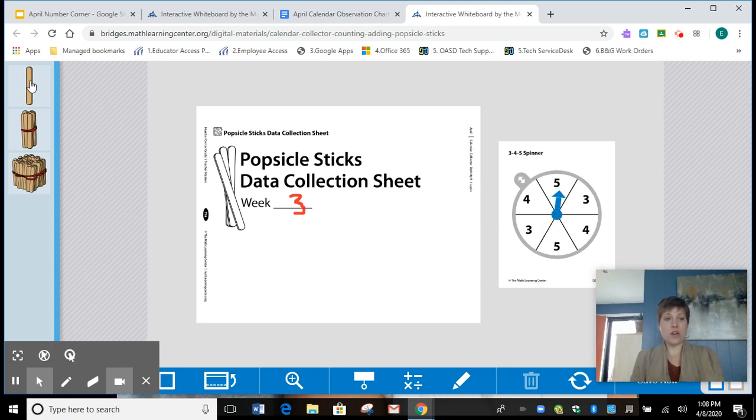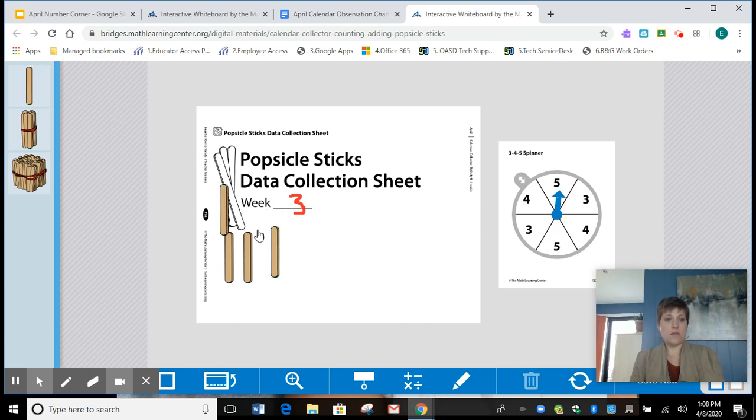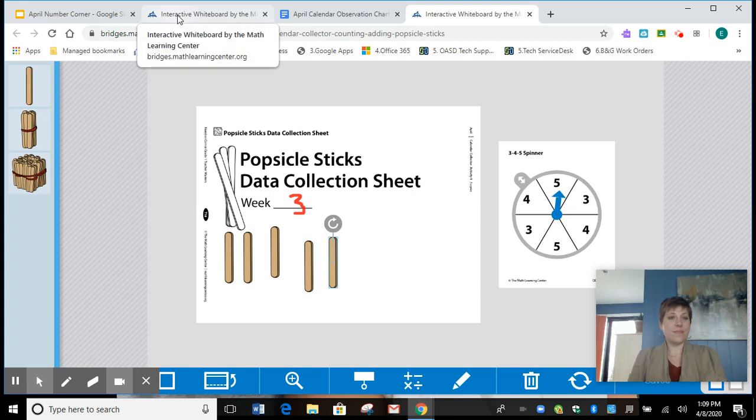All right, and we're starting off with 5 popsicle sticks for this week. 1, 2, 3, 4, and 5. First graders, if a bundle is worth 10 popsicle sticks, how many more do we need to be able to trade them for a bundle? You're right, we need 5 more because 5 plus 5 equals that group of 10.